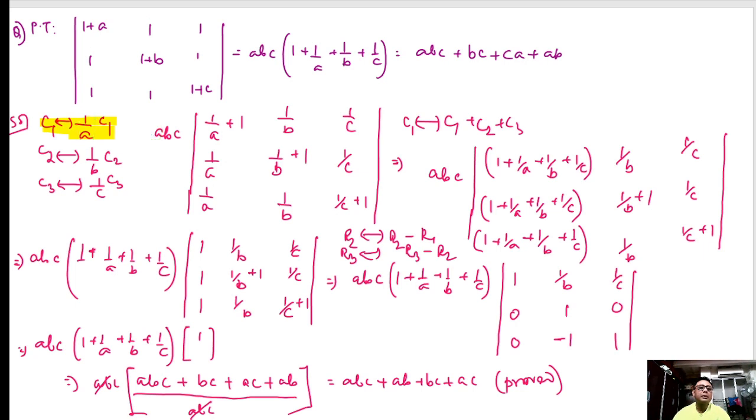Next, we are using the operation on C2, multiplying it by 1 by B. So we have to adjust it with B. Multiplying this with B, this is 1 by B. 1 becomes 1 by B, B becomes 1, 1 becomes 1 by B. So this is what we have done.